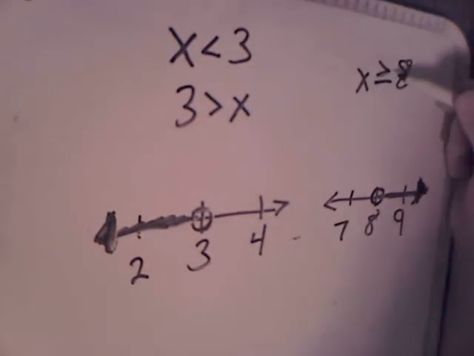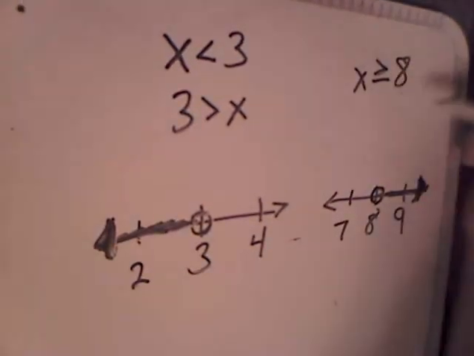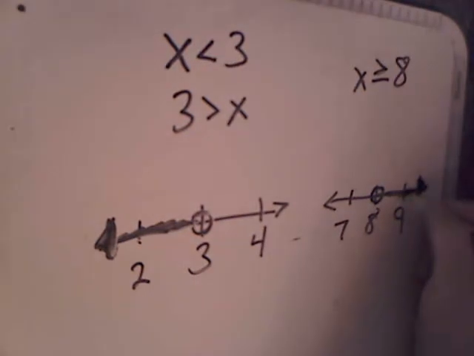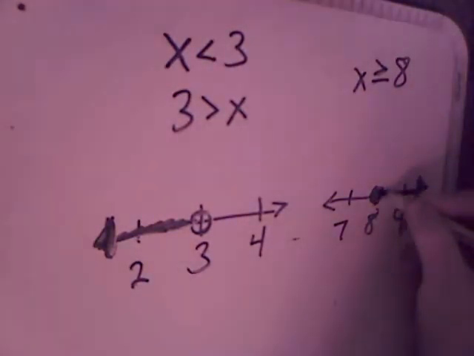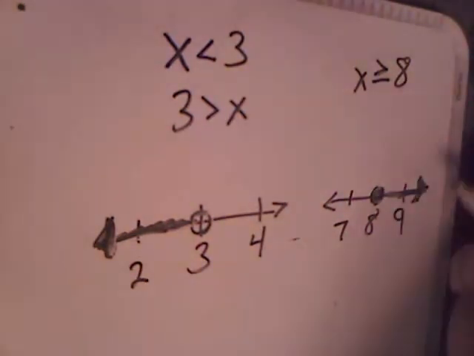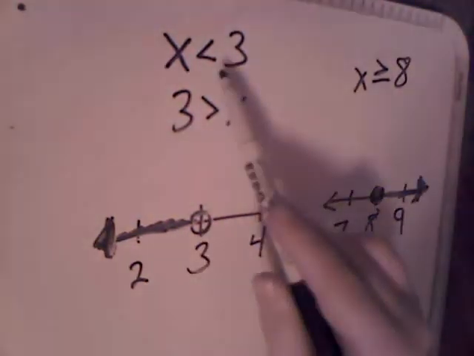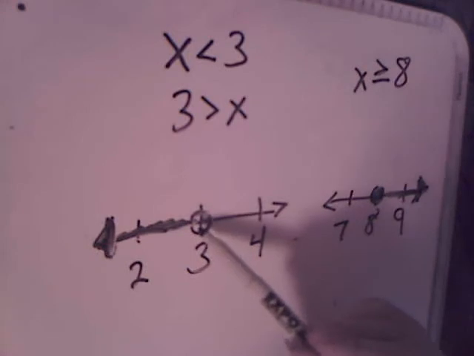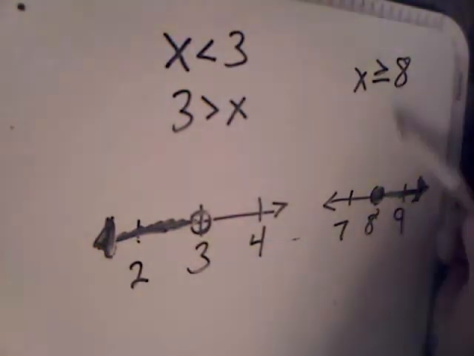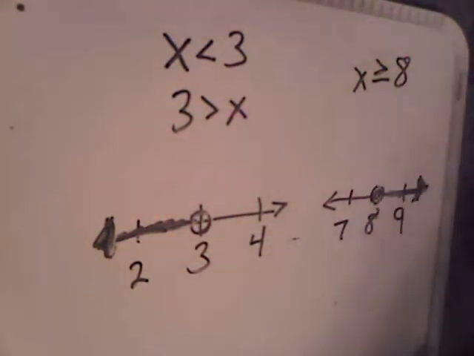We also have the equal sign. That means that x could also be 8. So while I'm shading in everything x could be, I'm also going to shade in the circle, because x could be 8. See how when there's no underline, you don't shade in the circle, and when there is an underline, you do shade in the circle.